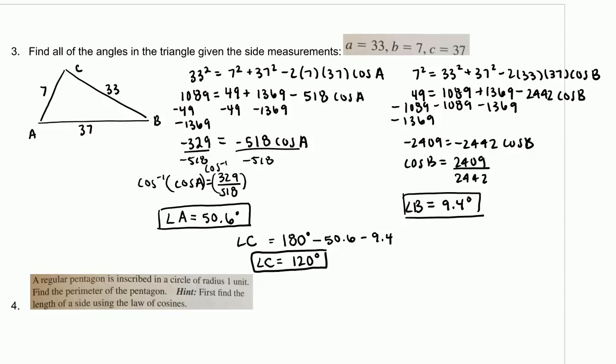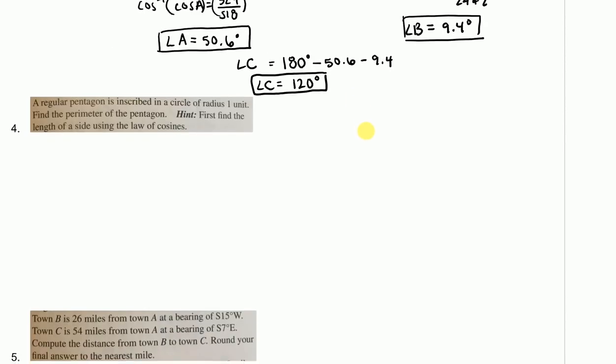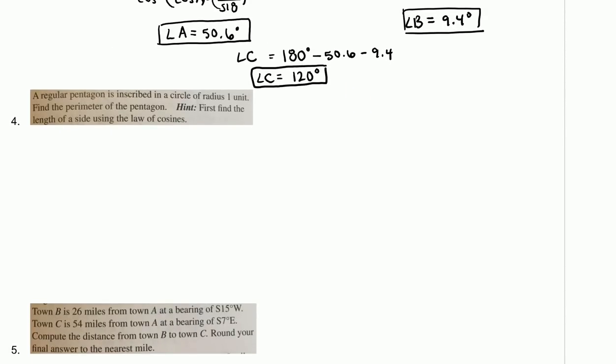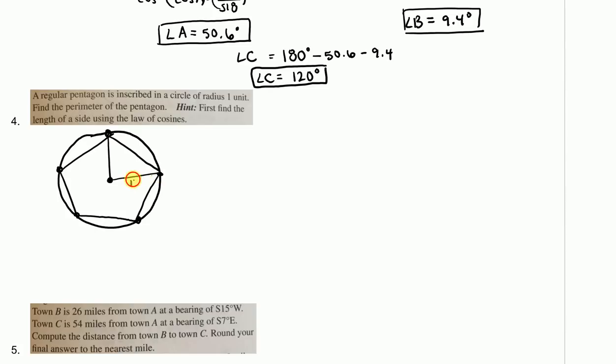For the next problem, it says a regular pentagon is inscribed in a circle of radius 1 unit. Find the perimeter of the pentagon. It says, hint, first find the length of a side using law of cosines. So I have a circle, and then a pentagon has 5 sides. So I'm going to put 5 points on my circle and draw in my pentagon. And then it says that the radius of the circle is 1 unit. So if my center is here, and I draw in these radii, those each have 1 unit.